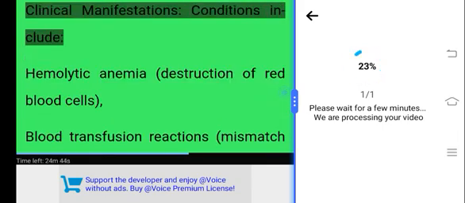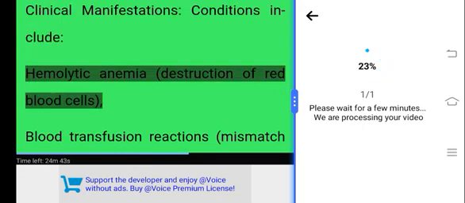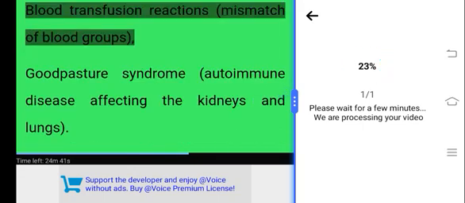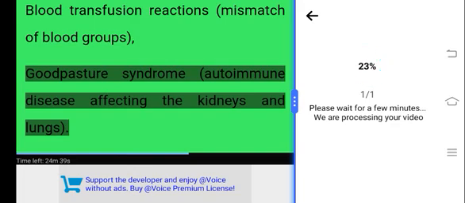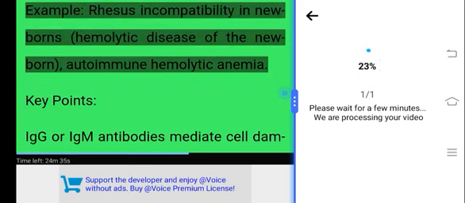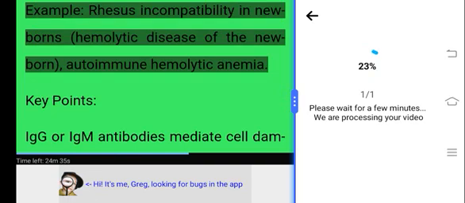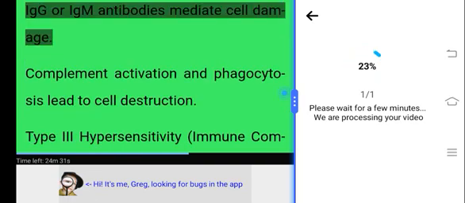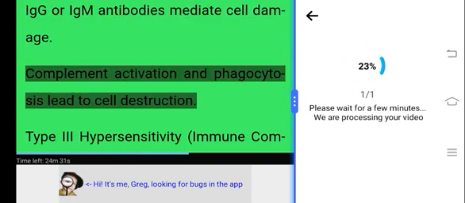Clinical manifestations: conditions include hemolytic anemia, destruction of red blood cells, blood transfusion reactions, mismatch of blood groups, Goodpasture syndrome, an autoimmune disease affecting the kidneys and lungs. Example: rhesus incompatibility in newborns, hemolytic disease of the newborn, autoimmune hemolytic anemia. Key points: IgE or IgM antibodies mediate cell damage. Complement activation and phagocytosis lead to cell destruction.